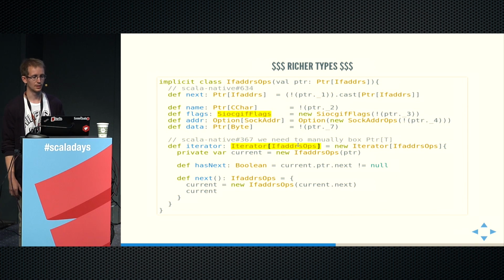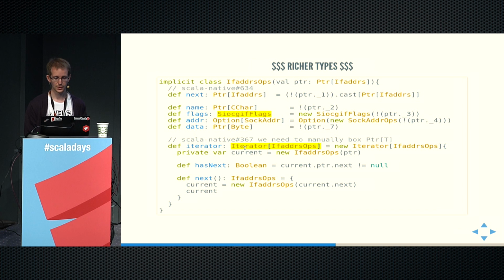Again, we define some enrichments to give names to all the fields of the struct. As I said here, because we could not use directly the actual type for this pointer, we cast it when we try to use it. Also, we can define an iterator on the linked list of interfaces. So that's nice, again, to define a higher level construct that is working with really low level stuff.